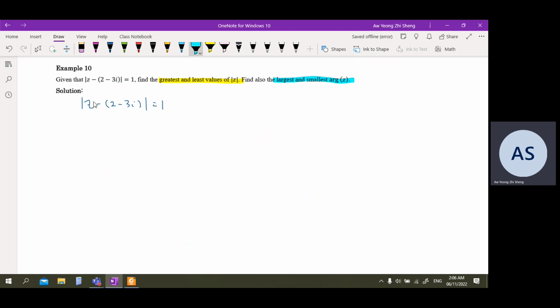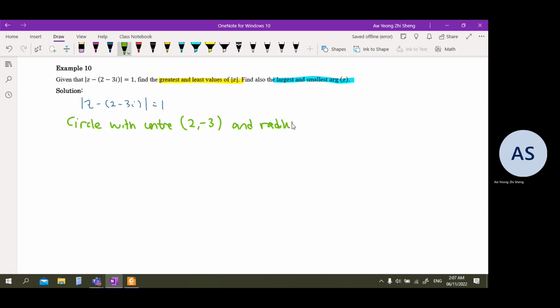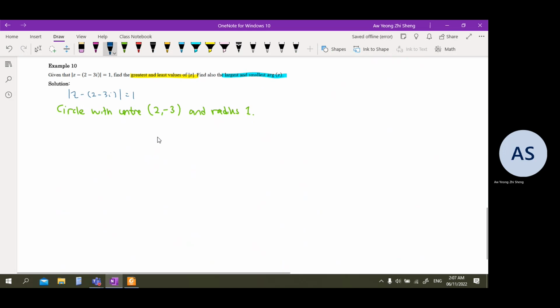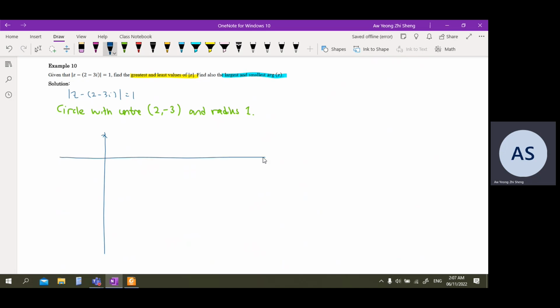Okay, so this one we know is an equation of a circle. This is actually a circle with center 2 minus 3 and radius 1. So we're going to draw it out in an Argand diagram. You have the center at quadrant 4, so I will leave more space to quadrant 4.